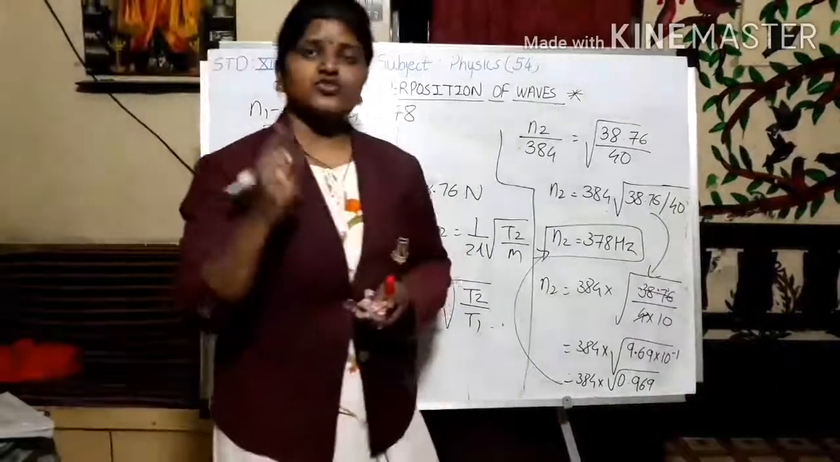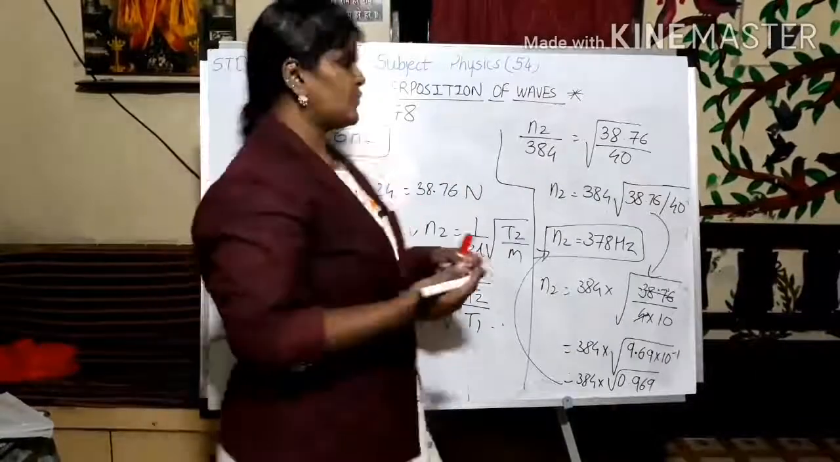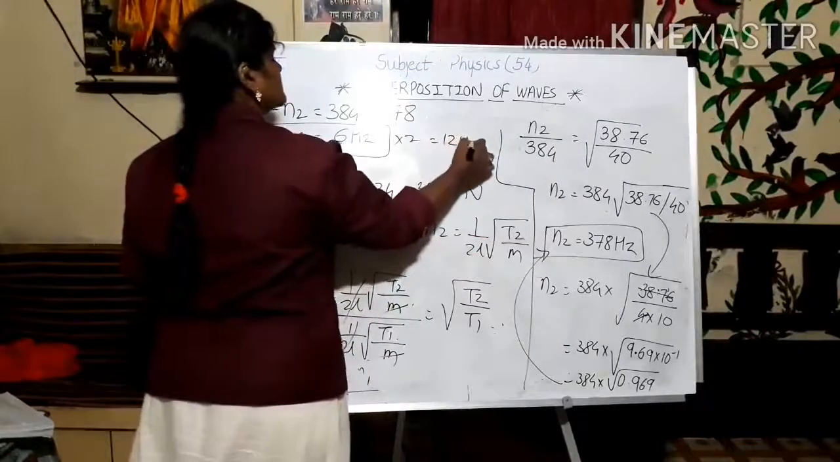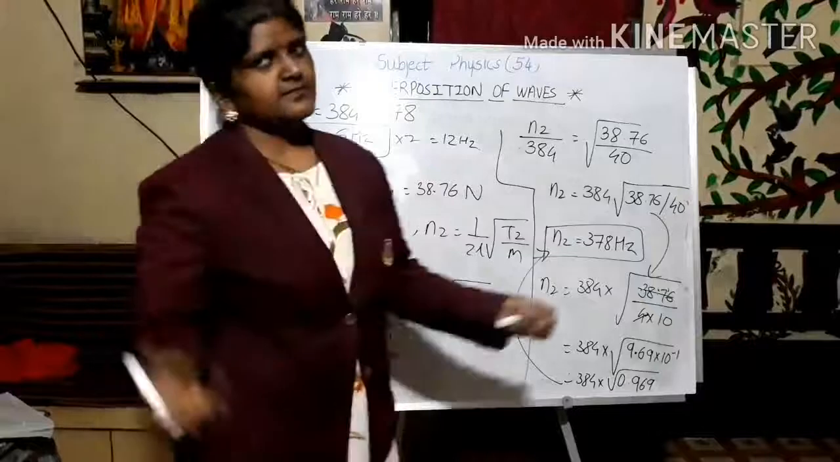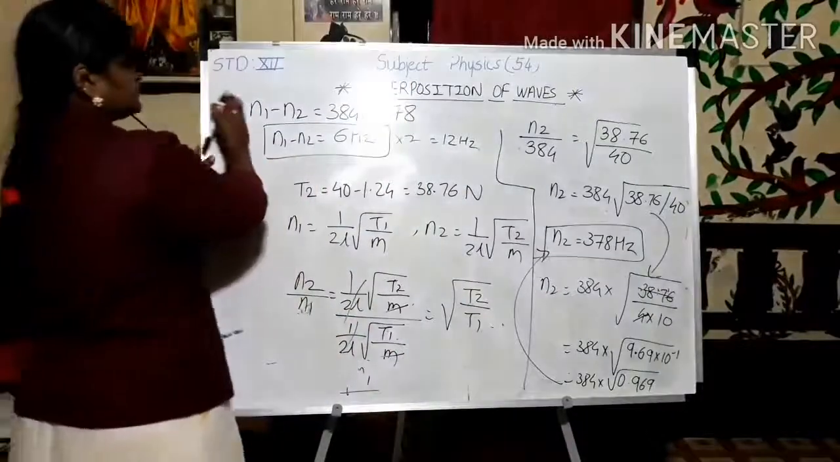I asked you for the 2 seconds. What will be the beat frequency for the 2 seconds? So what will be that? It should be multiplied by 2. So you will get 12 hertz for 2 seconds. This is it. Okay. So this is the next one.